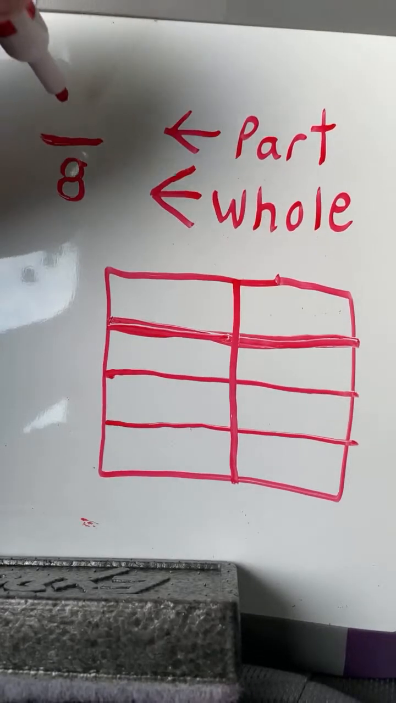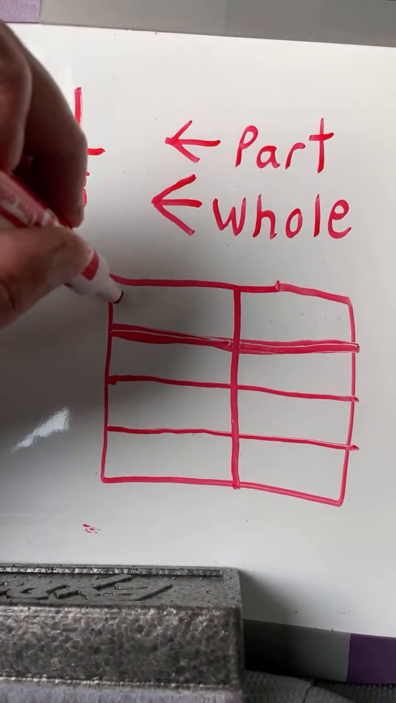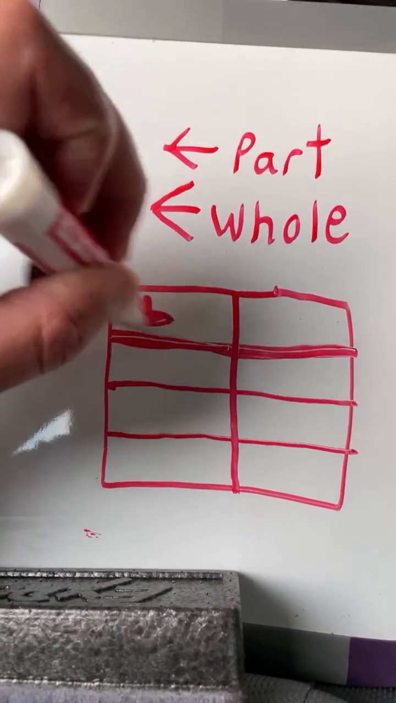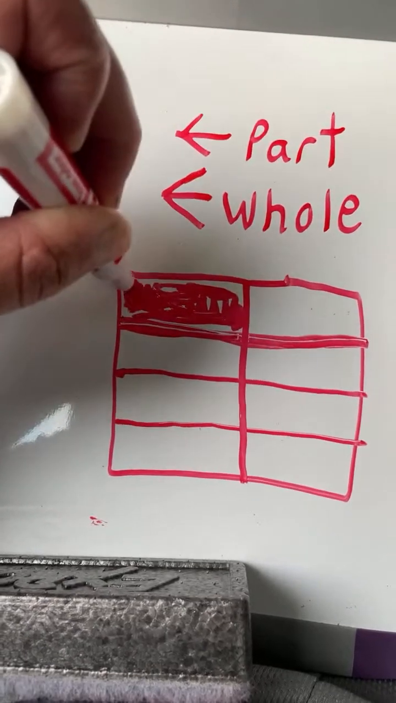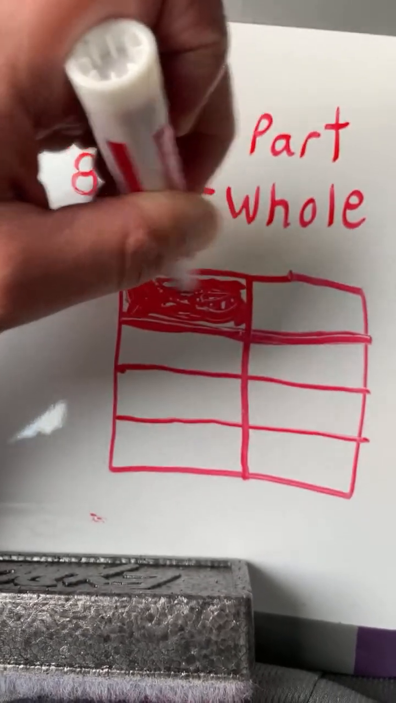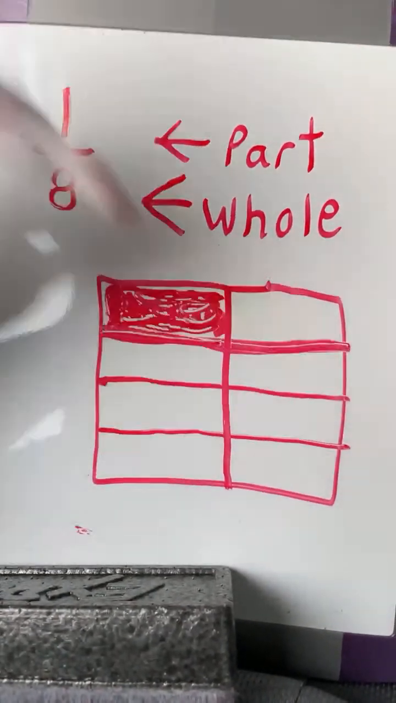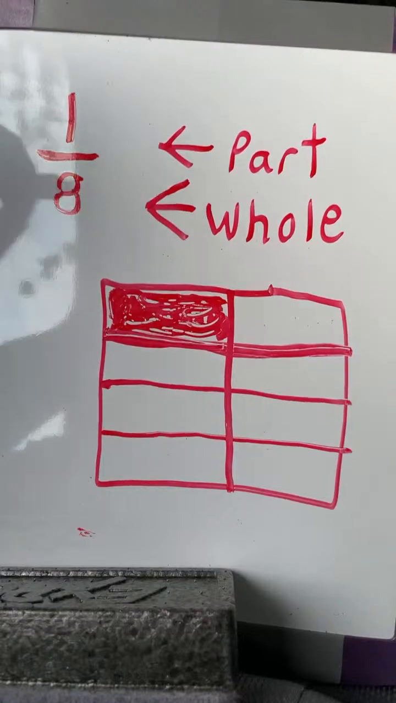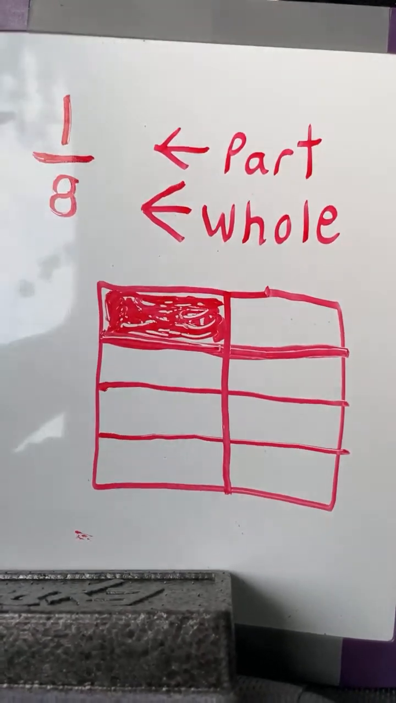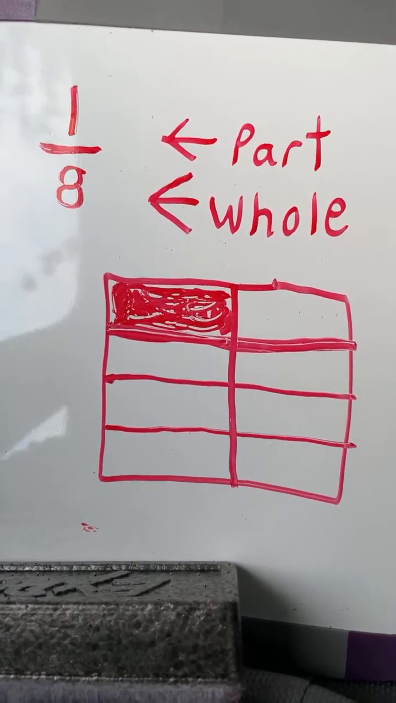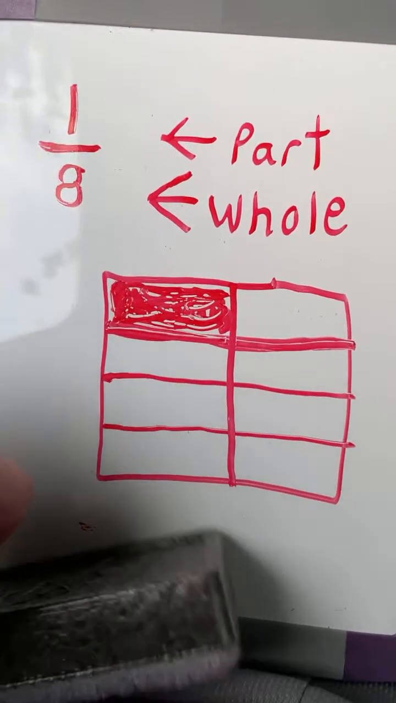Now, if I wanted to make 1/8, I would shade 1 of the 8 parts in. Now, this fraction model would represent 1/8 because we have 1 part that's filled and we have 8 total parts. 1 part's filled, 7 are unfilled, and we have 8 total parts. So this would represent 1/8.